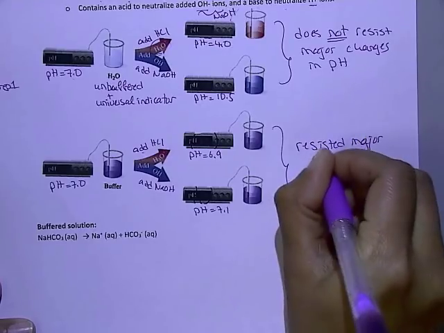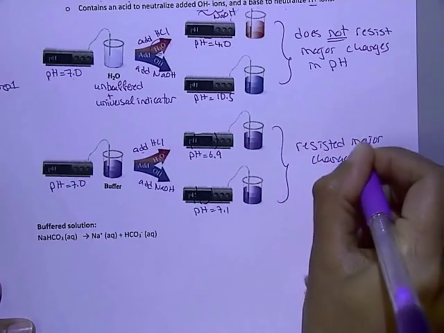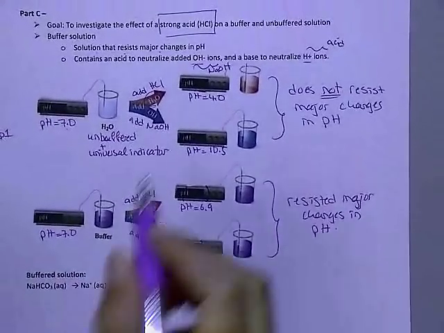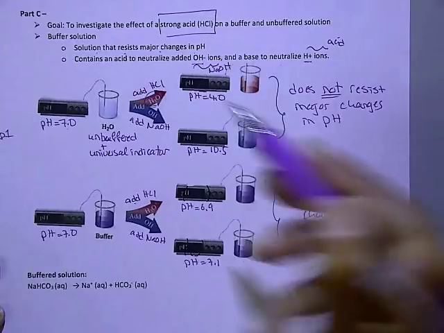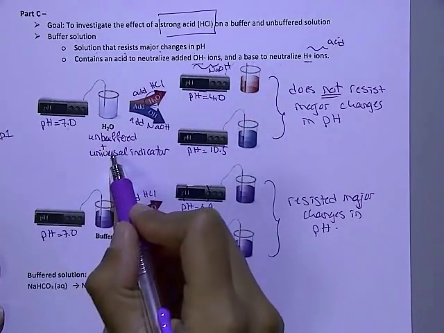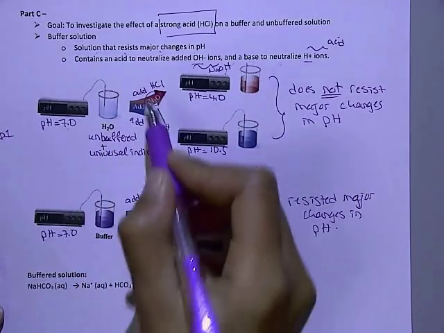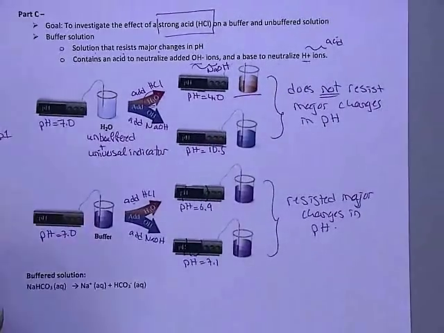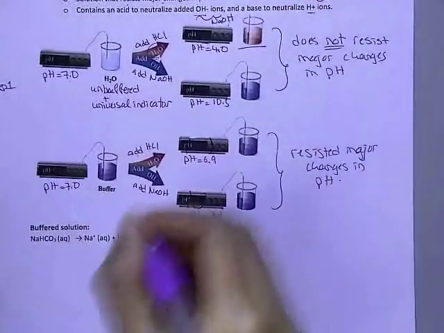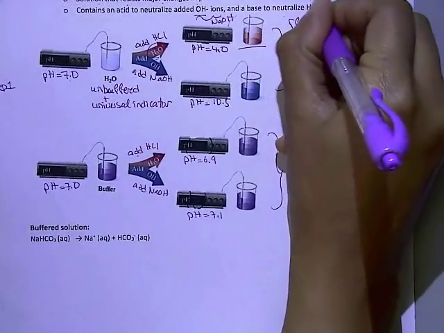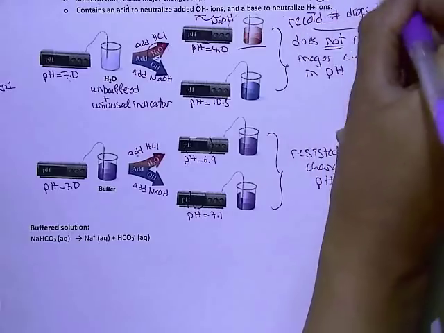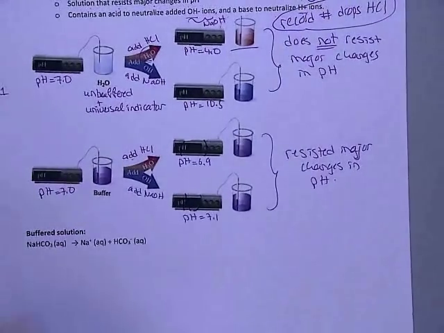major changes in pH. In lab, what you're going to be doing is looking at, again, colors. So you're going to see that the unbuffered solution, when you add the universal indicator and then you add HCl, you're going to see an instant color change right away. You have to record the number of drops of HCl to actually see that color change.